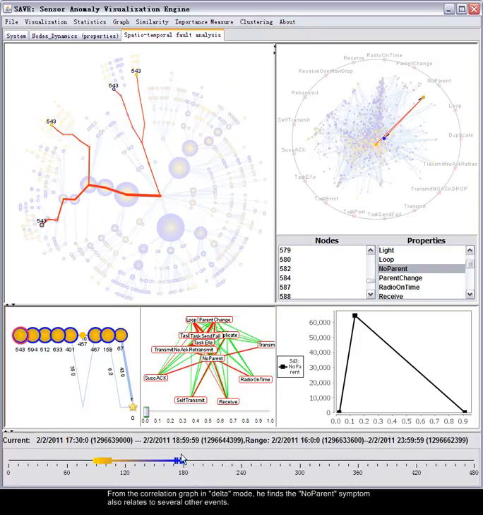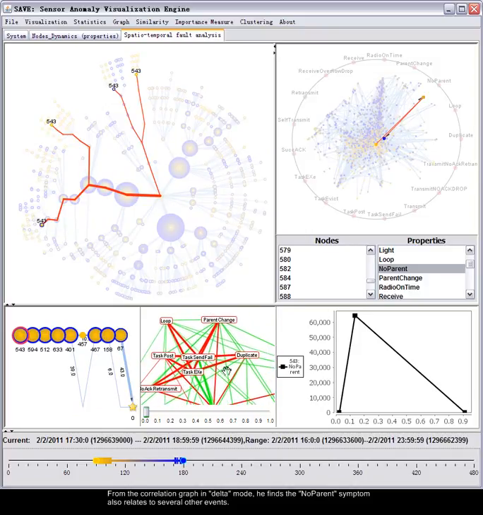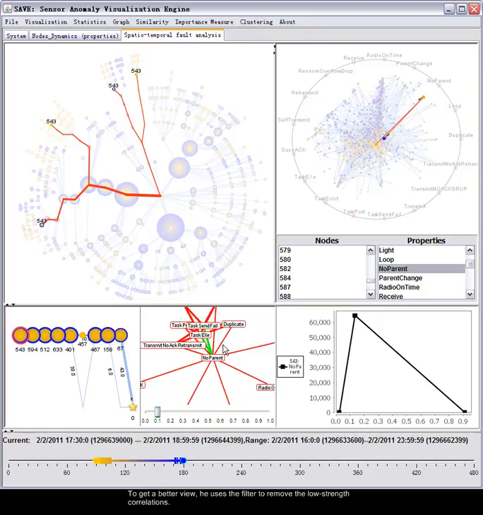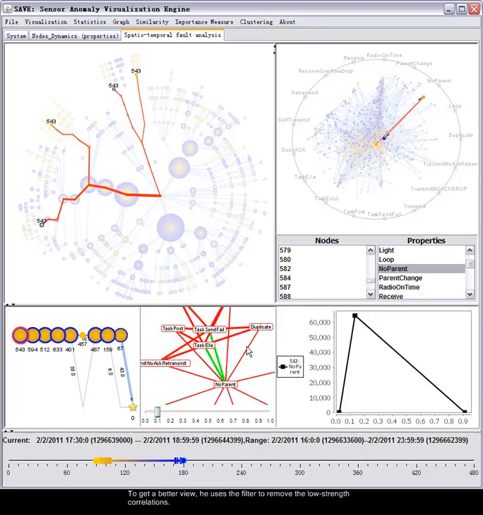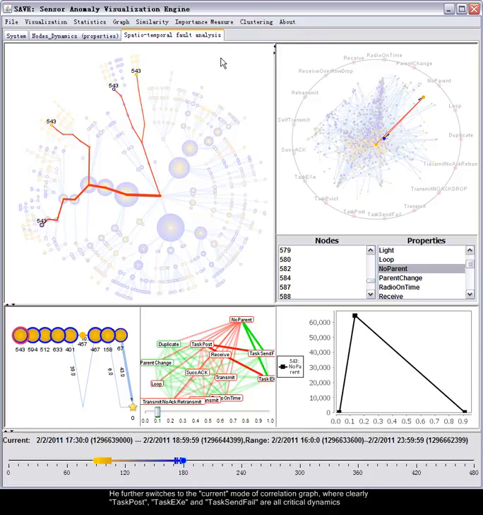From the correlation graph in delta mode, he finds the no parent symptom also relates to several other events. To get a better view, he uses the filter to remove the low-strength correlations. He further switches to the current mode of the correlation graph, where clearly task post, task execution, and task send fail are critical dynamics.